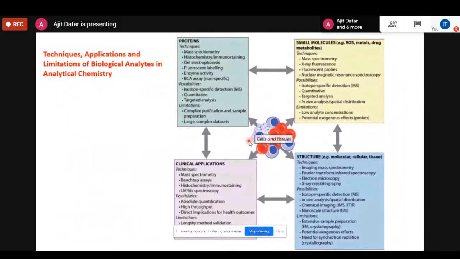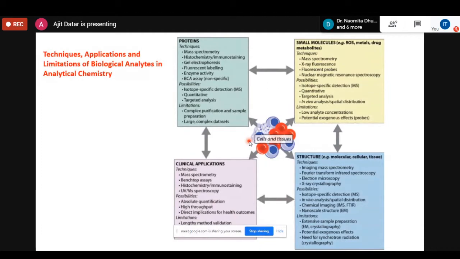Then there are possibilities like isotope specific detection by MS. Then quantitative analysis is possible, targeted analysis, targeted proteomics is possible. So if there is a protein biomarker, we can find out the quantity of that protein biomarker.